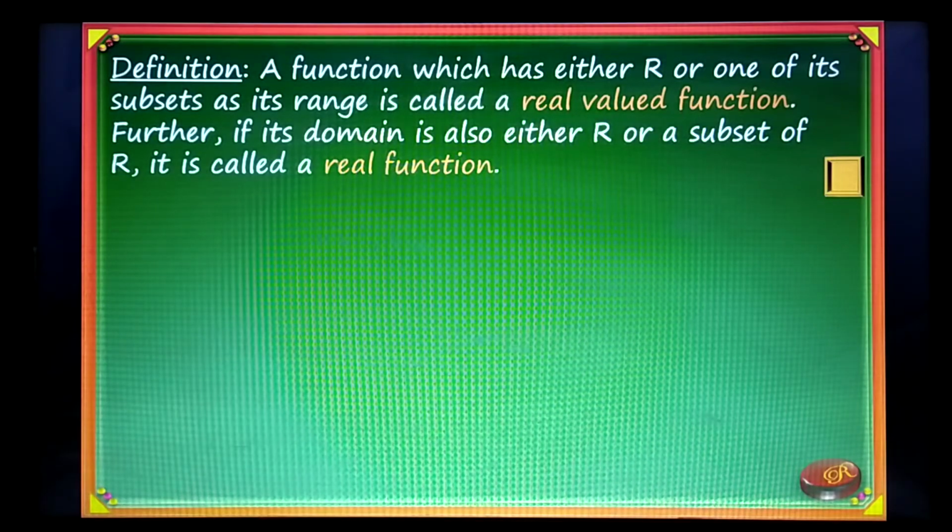Definition. A function which has either R, that is the set of real numbers, or one of its subsets as its range is called a real valued function. Further, if its domain is also either R or a subset of R, it is called a real function.